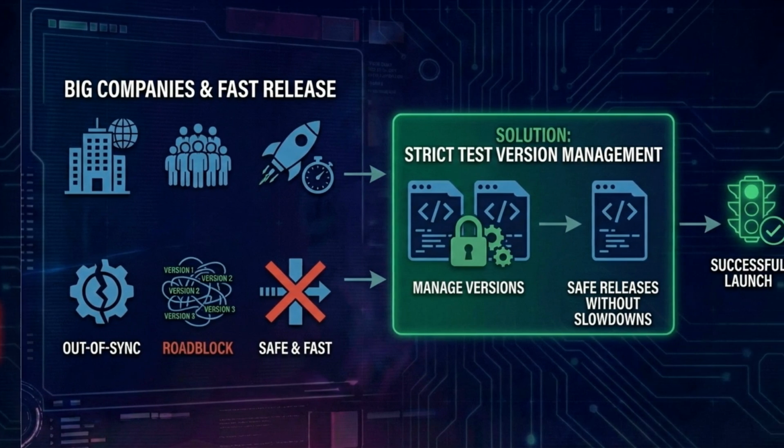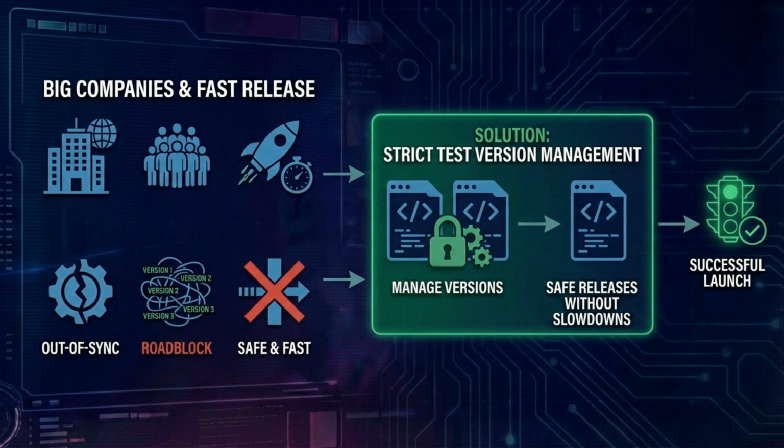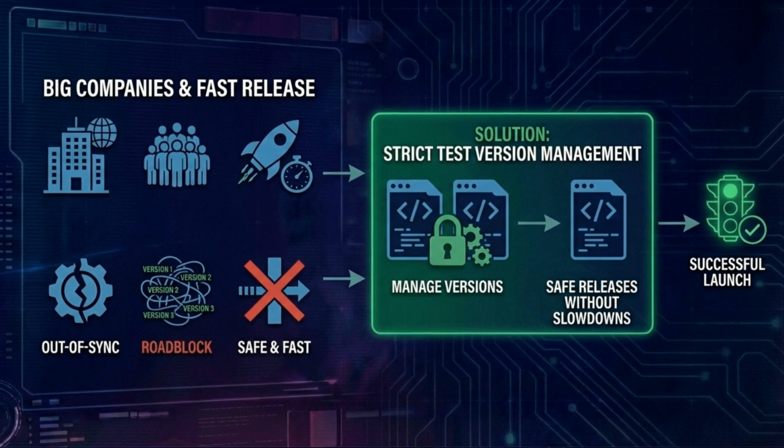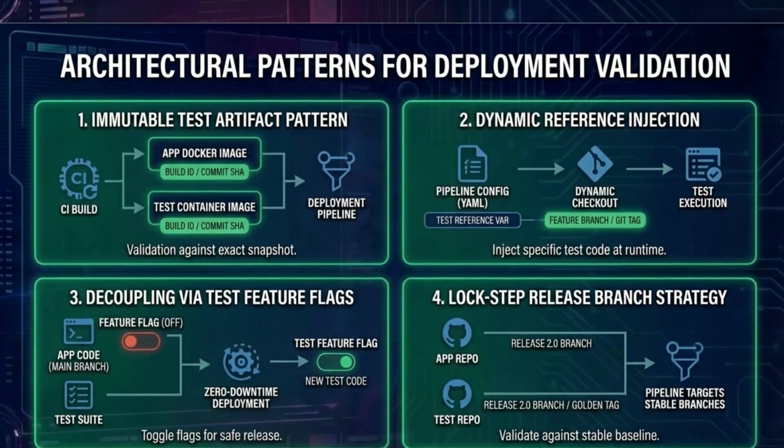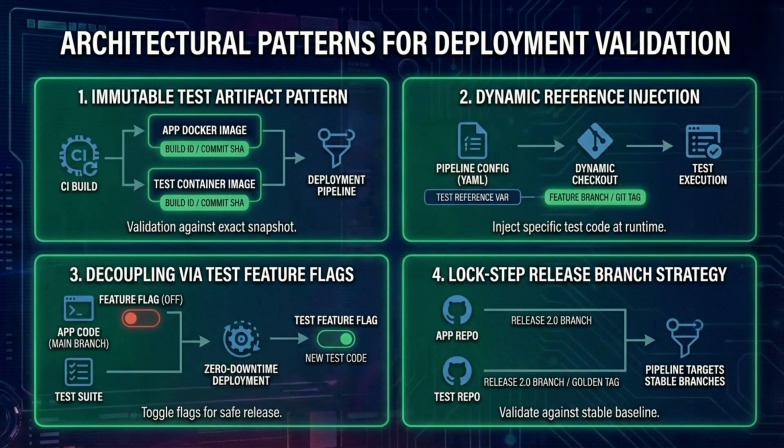In big companies, out of sync tests are a huge roadblock. To keep releases safe without slowing down the team, we need to manage our test versions just as strictly as we manage our application code. Here are 4 architectural patterns to solve this.